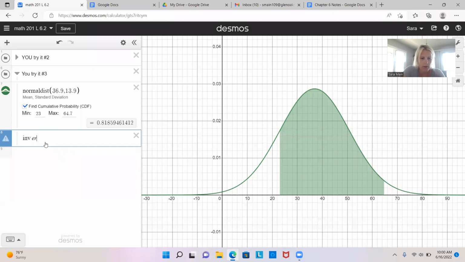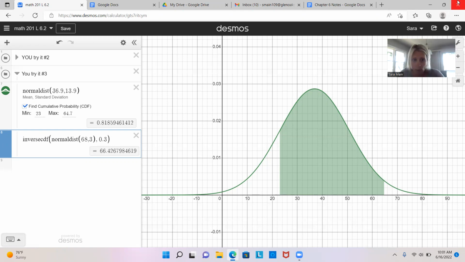So we're going to type inverse CDF of, and then I've got to go and delete this extra thing here. Okay. And it looks like 30% of the smartphone users are less than 66.43 years old.